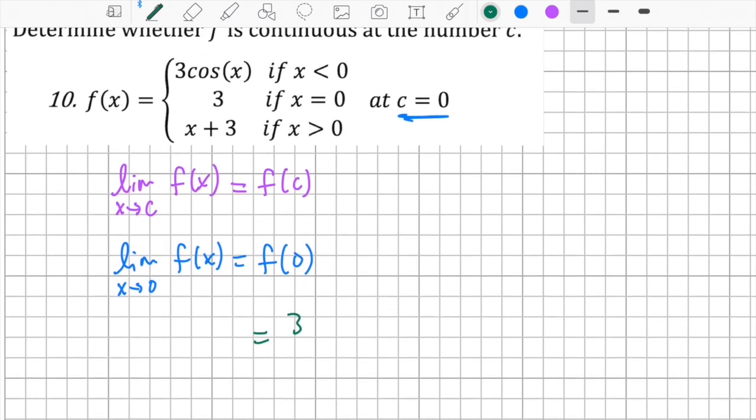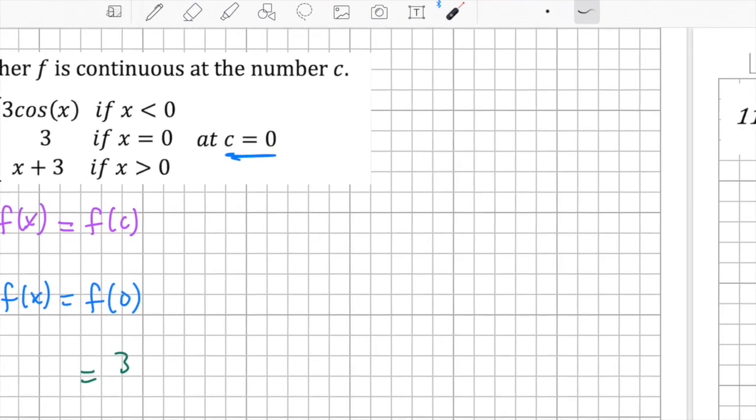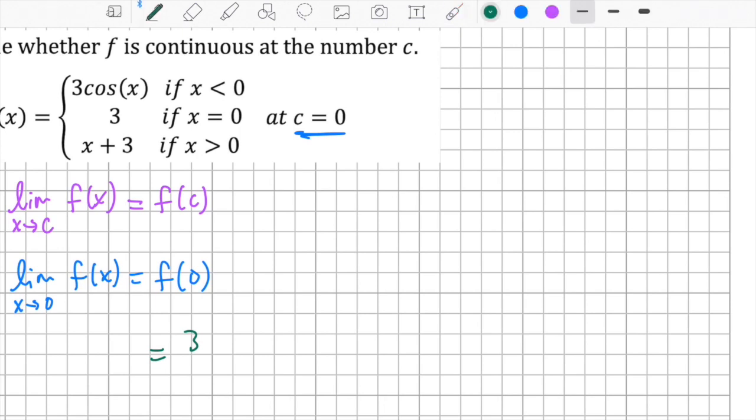Now I have to take the limit as x approaches 0. The only problem is that it's a piecewise function, and at 0 we have two options. Less than 0, it'll be this function, 3 cosine x. Greater than 0, it'll be x plus 3. So we need to take the one-sided limits, because this one is not telling me to take the one-sided limits. It just says at 0. In order for me to find the limit at 0, I actually have to take the one-sided limits, so I have to do that on the side.